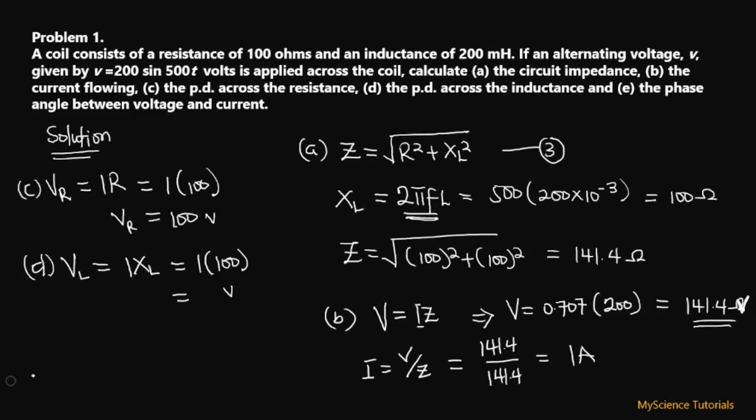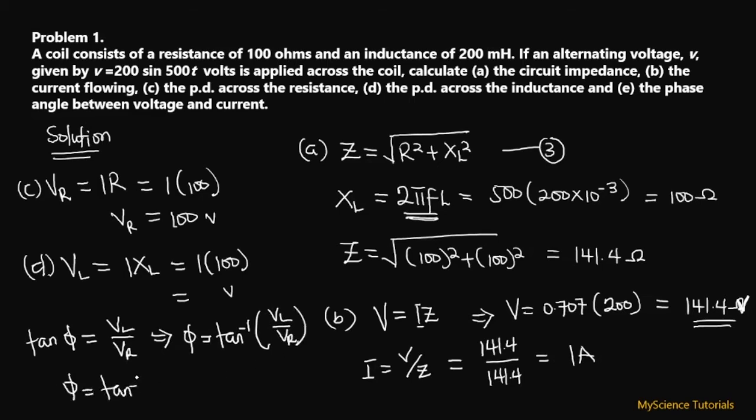Now, to find the phase angle between the current and the voltage, it is given by the formula tan of the phase angle is equal to VL over VR. Now that we have this, we can make the phase angle the subject by taking the tan inverse of the ratio VL over VR. Now the angle is equal to the tan inverse of 100, which is the VL over here.